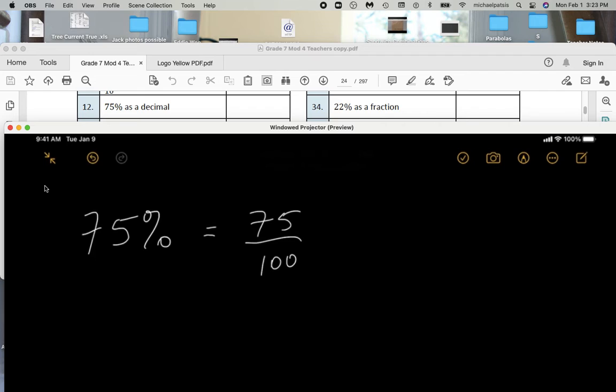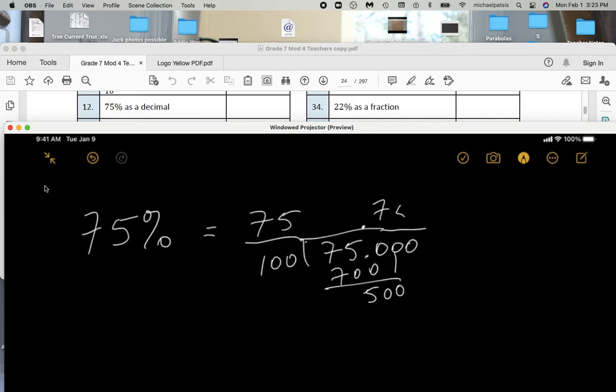So in this case, we would put 75 in the box. We would add a decimal point, several zeros, and we would put our decimal point on top. 100 does not go into 7. It does not go into 75, but it does go into 750 7 times. We multiply, we get 50. We bring down a 0, and 5 times 100 is 500. So our answer is 0.75.